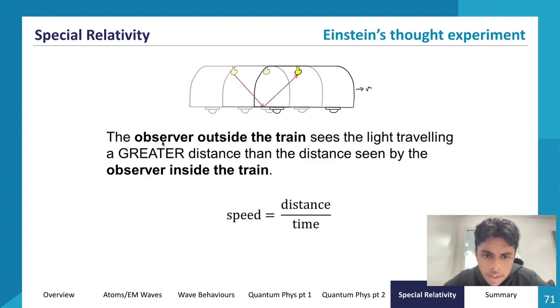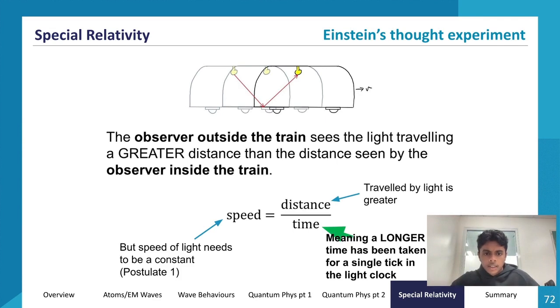So the observer outside the train sees light traveling a greater distance than the observer inside the train. If I'm outside the train, I see light traveling this entire distance, which is greater than if light just went straight down and straight up. So I'm seeing light travel a greater distance because I'm outside the train, as opposed to if I was inside the train. That's pretty trippy. What makes it more trippy is that the speed of light needs to be constant. This is following Einstein's postulate.